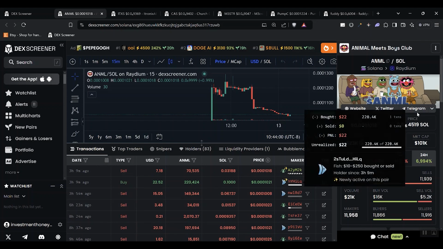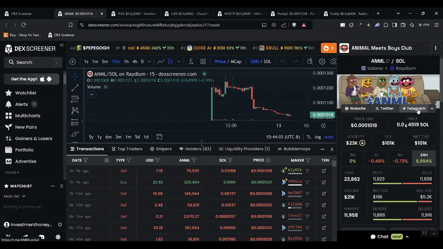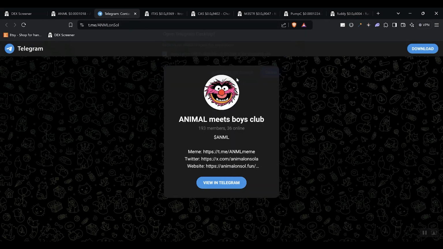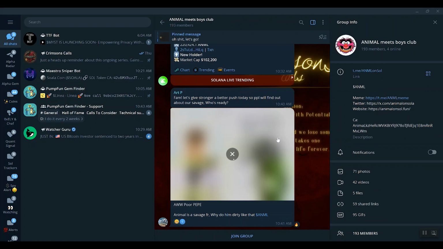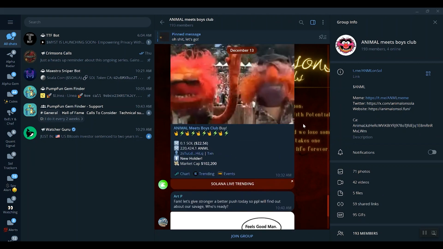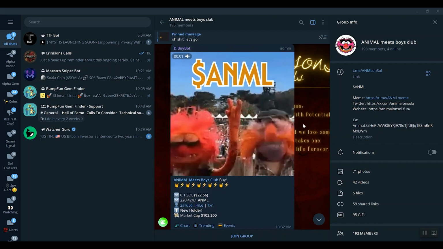Now we can take a look at the Telegram. We can see if there's anything going on in there that may clue us in to the possibility of sell pressure returning to the chart. But I am very much one that doesn't think that's probably going to happen.